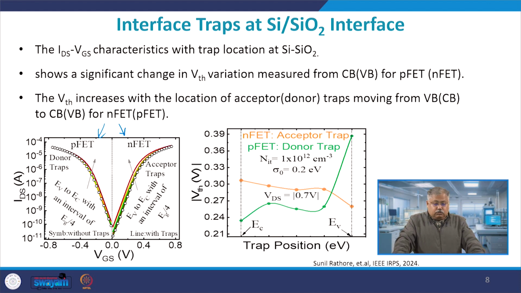Now let's look at the second graph here, which tells me the variation of the threshold voltage variation, mod VTH, with respect to trap position, right? And we saw that the donor trap actually shoots up near the trap level at the valence band, and the acceptor traps actually fall down towards the trap level, right, at EC and EV.